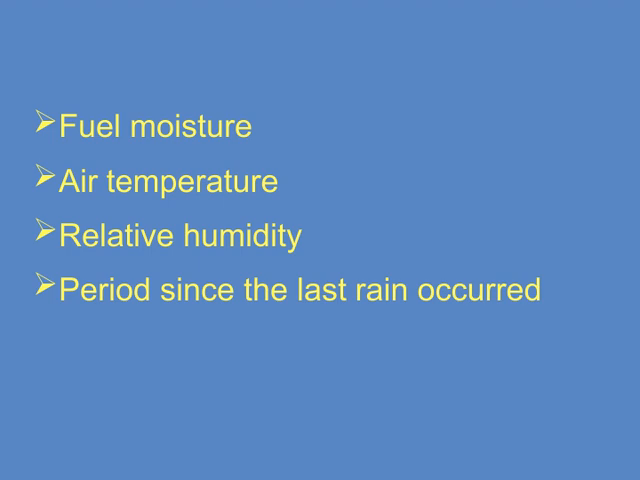Then there's the period since the last rain occurred. The longer the time since the last significant rainfall, the drier the fuels become. This period allows the moisture content in fuels to decrease, making the environment more conducive to fire ignition and propagation. Connecting all these points, understanding these environmental conditions helps us assess fire danger more accurately. When fuels are dry, temperatures are high, humidity is low, and it's been a while since rain, the risk of a wildfire significantly increases. This awareness is vital for effective fire management and prevention strategies.